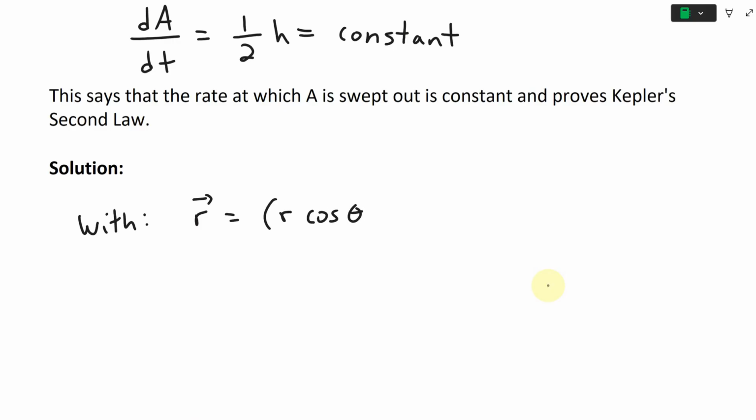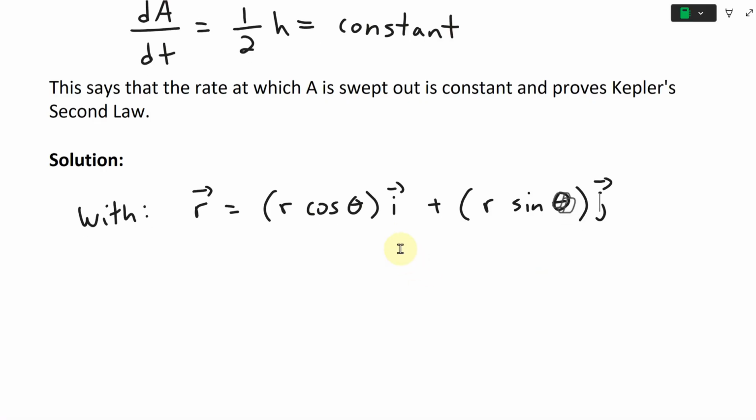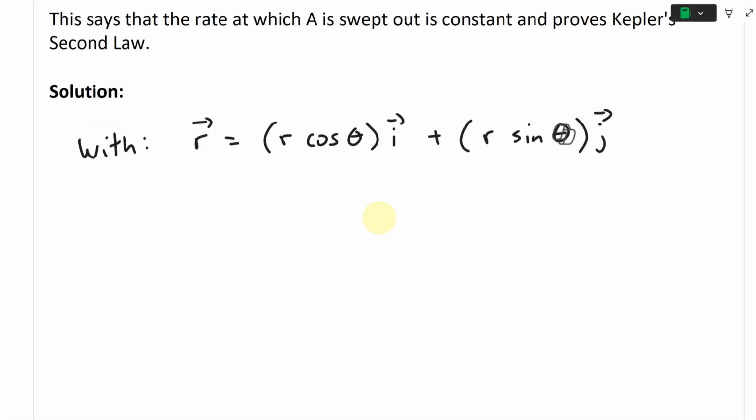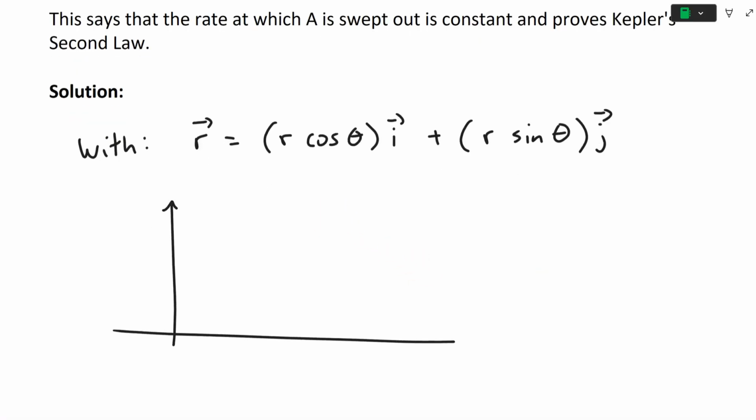So the r vector equals r magnitude cosine theta i plus r sine theta j. And again, to recap why we have this set up: if we have just a vector, we have xy coordinates, x and y, and we're going to change this to polar coordinates. Let's say we have a vector here, and it has coordinates x and y.